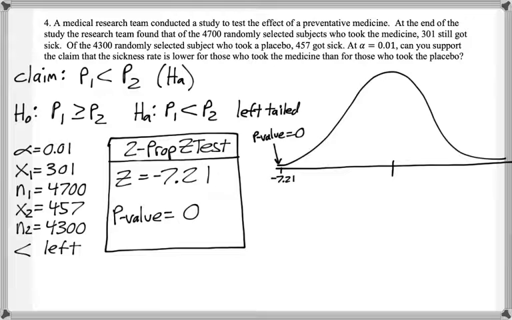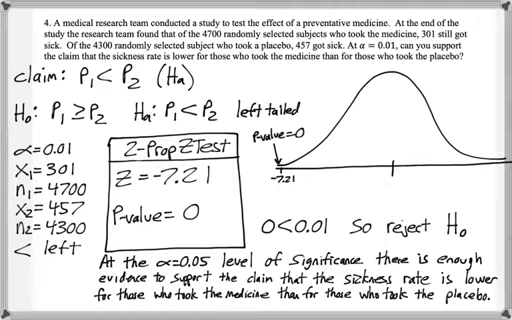So our picture looks like this, and because z is so far to the left, that's what makes our p-value 0. So the p-value is less than alpha, which means we reject the null hypothesis. And the conclusion would be, at the 0.05 level of significance, there is enough evidence to support the claim that the sickness rate is lower for those who took the medicine than for those who took the placebo.